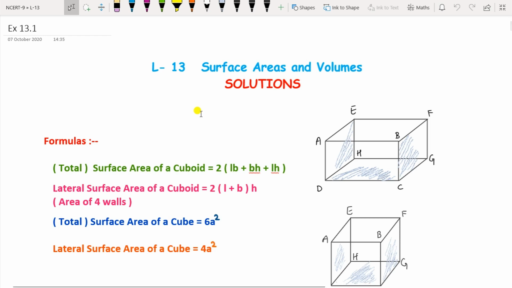Now we are going to see an interesting fact: if you stack these figures one above the other, you get a three-dimensional figure like a cube, cuboid, or a cylinder. So in this lesson we are going to study how to find the surface areas and volumes of such figures, right? In exercise 13.1 it is all about the cuboid and the cube.